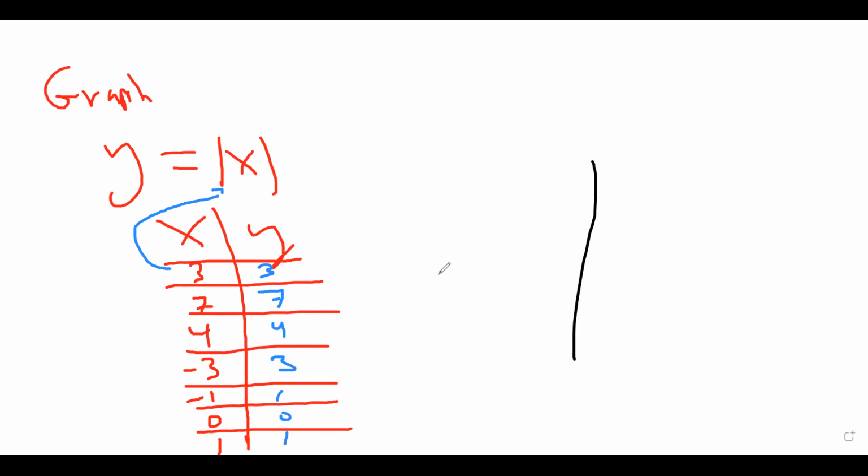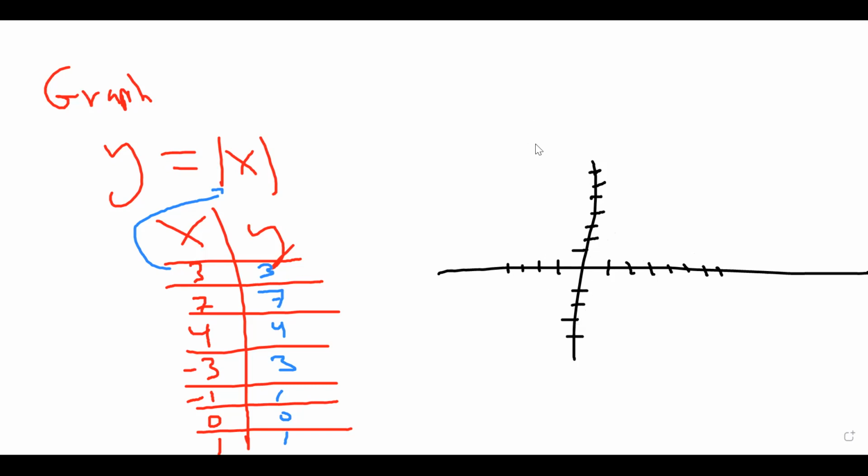And then I would just make a coordinate plane. And I'll give you guys coordinate planes, by the way. You don't have to make your own coordinate planes. Okay, so I'll go up here. 1, 2, 3, 4, 5, 6, 7. Again, you guys just sit back and watch. You don't have to copy anything down just yet.